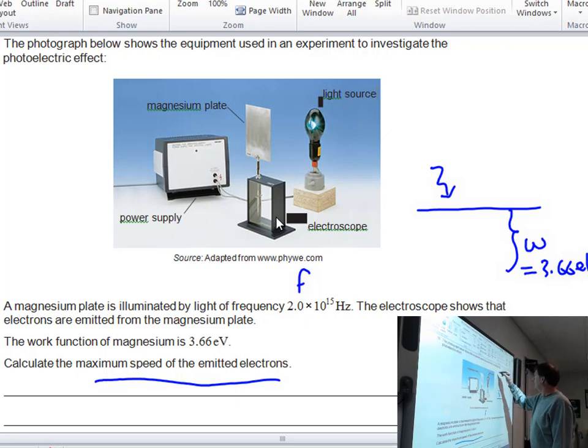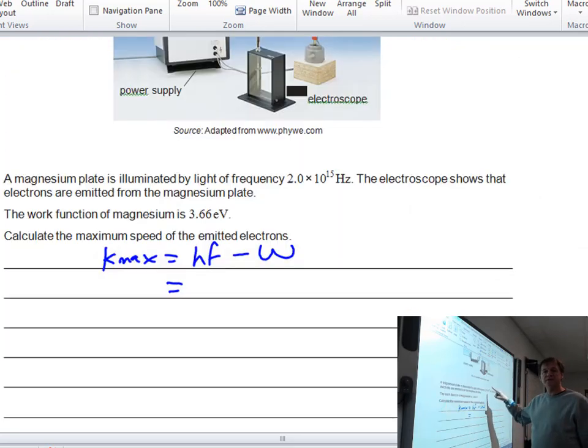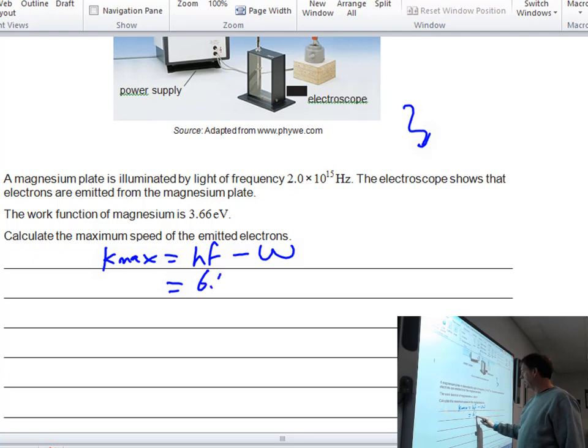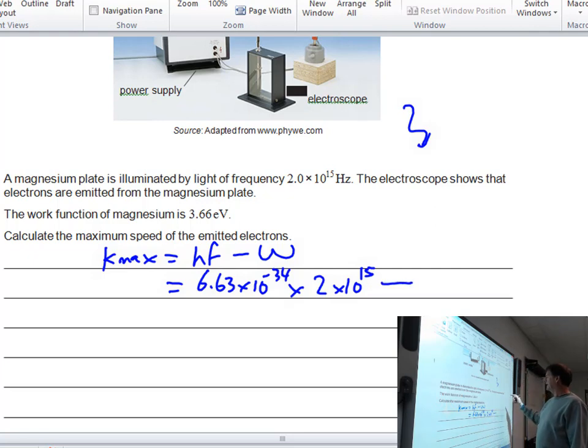So again, you can go through the situation of Kmax is hf minus W. And we've been given the frequency of the light coming down. So work out the energy of the photon. We've got 6.63 by 10 to the minus 34. That'll tell us the energy of the photon coming down. Then we've got to subtract the work function to get the electron out of there. Okay? And that's 3.66 electron volts.